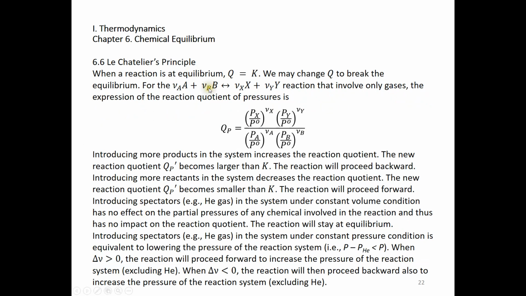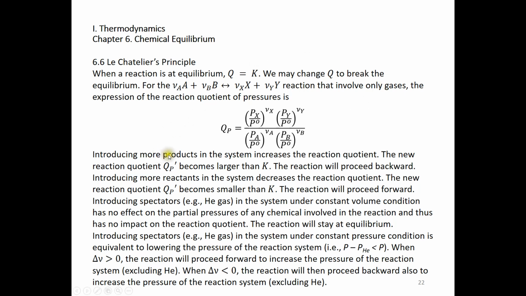Now, when a reaction is at equilibrium, Q is equal to K, we can change Q to break the equilibrium. Again, we have this equation for the reaction quotient of pressures. There is a way to just change the partial pressures of all species. For example, if you compress the system, the partial pressures of all 4 species would increase. If you expand the system, the partial pressures of all 4 species will decrease.